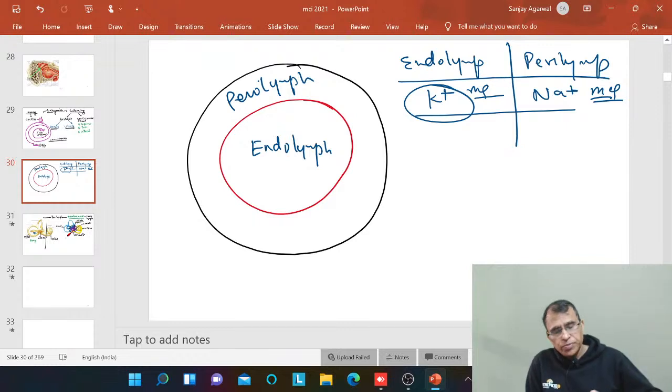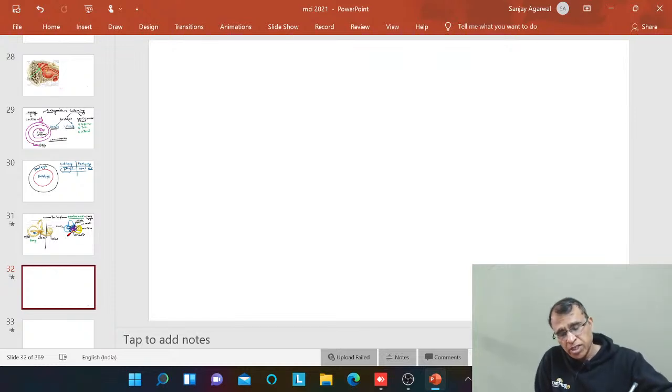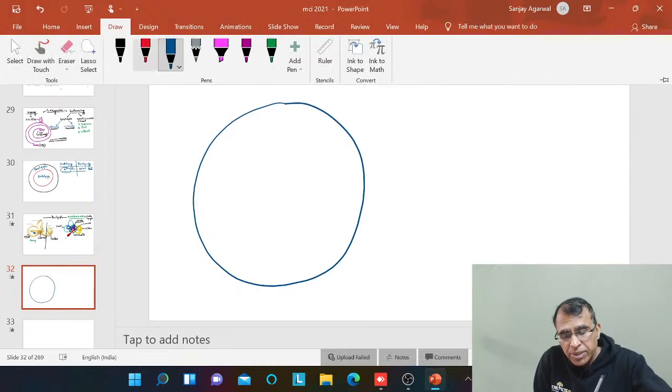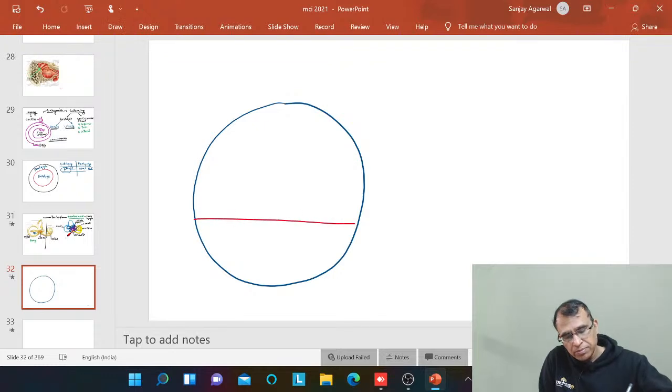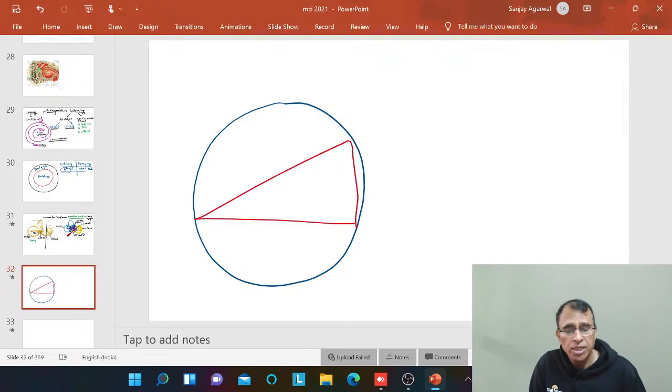Now, I told you that actually if you cut the labyrinth, it is not like this. Actually, the labyrinth is slightly different. Your bony labyrinth will appear like this. This is correct. But the membranous labyrinth is triangular. The red one is the membranous labyrinth, and the outer circle is the bony labyrinth. It is actually like this. So, in the membrane is endolymph, and here it is perilymph, and here it is perilymph. Around the endolymph is the perilymph. That's how it's easy to remember. Right.